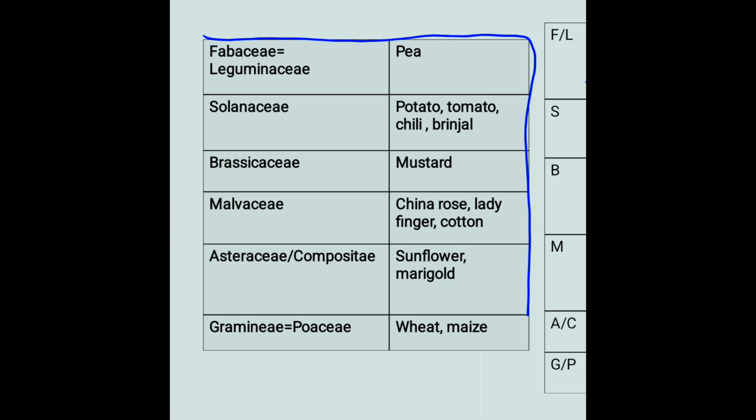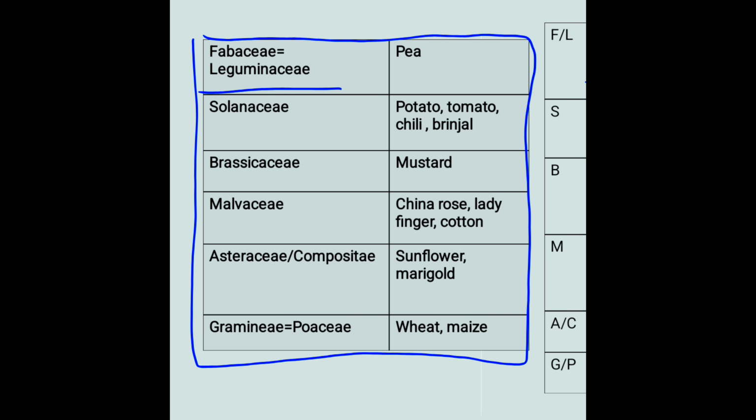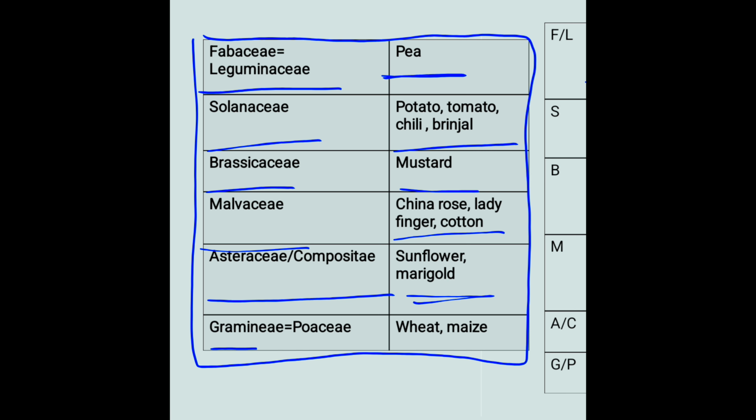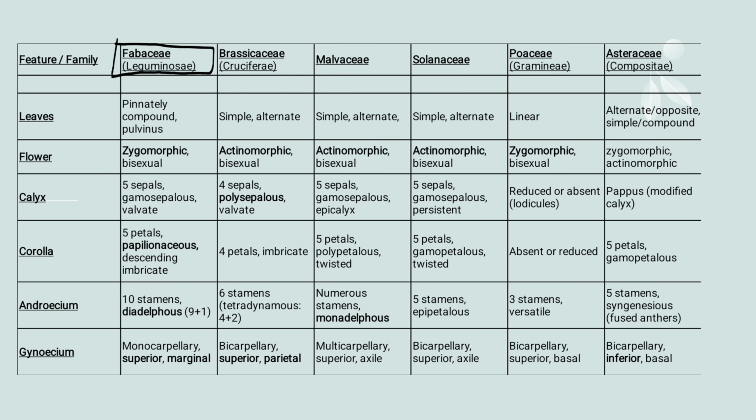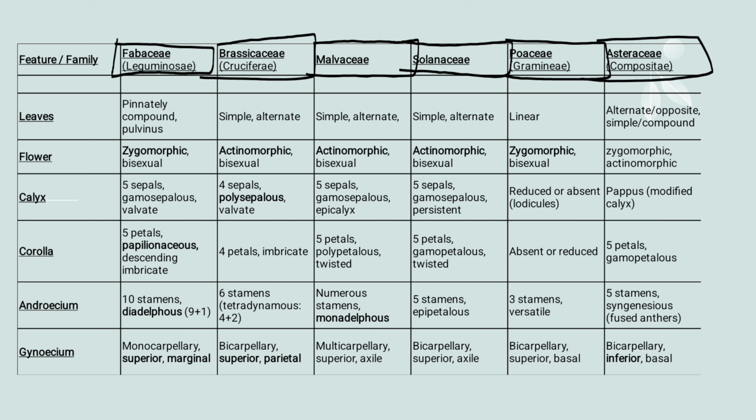This is a family chart. Leguminosae we have pea. Solanaceae: potato, tomato, chili, brinjal. Brassicaceae, it is mustard. Malvaceae: China rose, ladyfinger, cotton. Asteraceae or Compositae, we have sunflower and marigold. Gramineae or Poaceae, we have wheat or maize. First family is Fabaceae or Leguminosae. Second is Brassicaceae, Cruciferae. Third is Malvaceae. Fourth is Solanaceae, then Poaceae, and last is Asteraceae, Compositae.